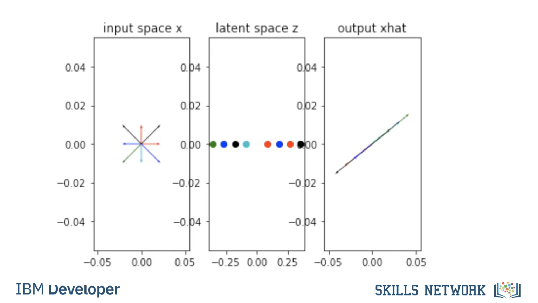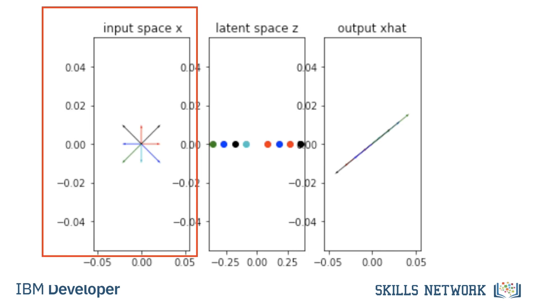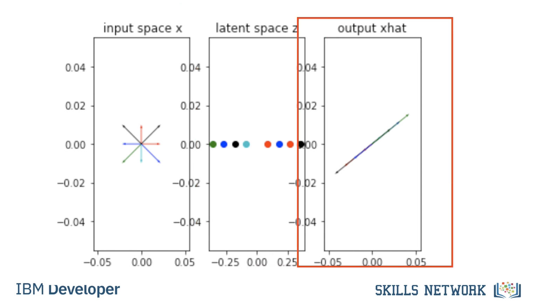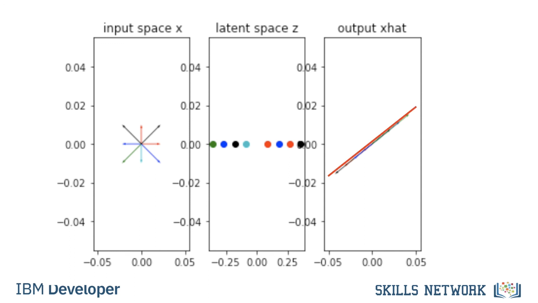The following plot will be created in the lab. The input, the latent space, and the code. Output vector, this is mapped to a point on a 1D line. The output vectors, a subspace, is denoted by the line.